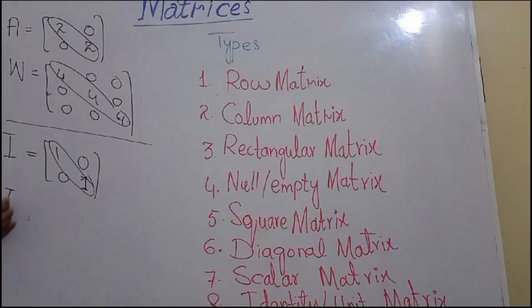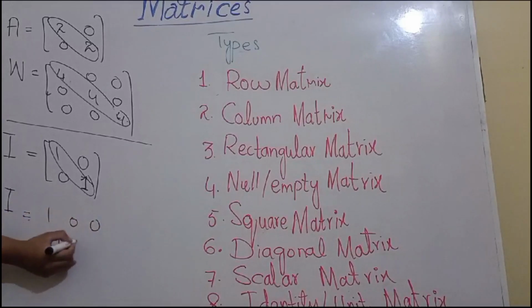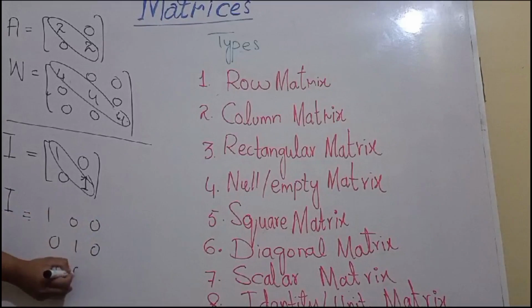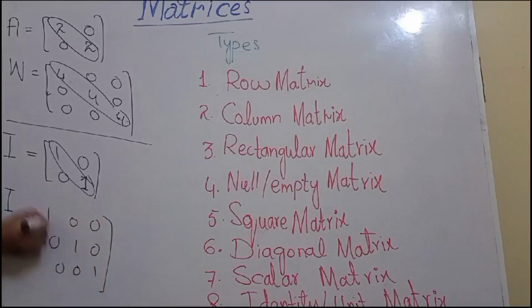Let's take an example of 3 cross 3. 1, 0, 0, 0, 1, 0, 0, 0, 1. So this is a 3 cross 3 matrix and in its diagonal there is 1.